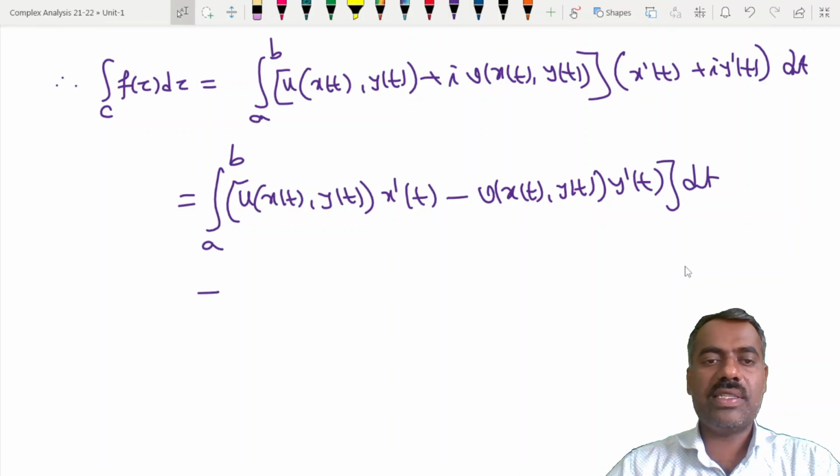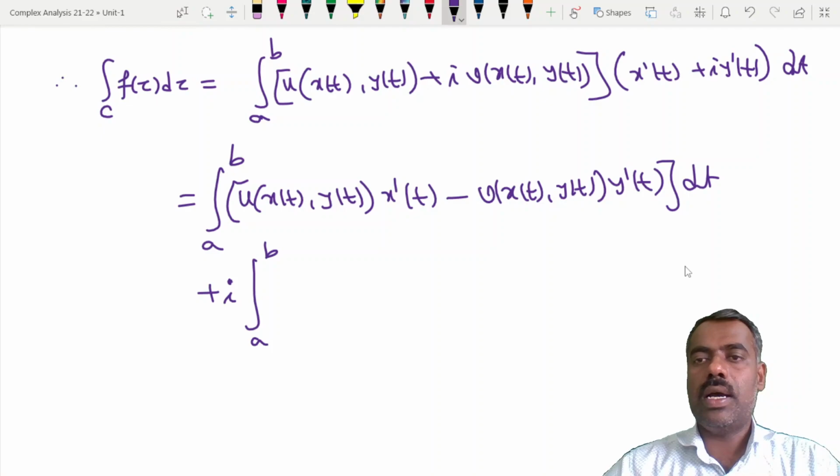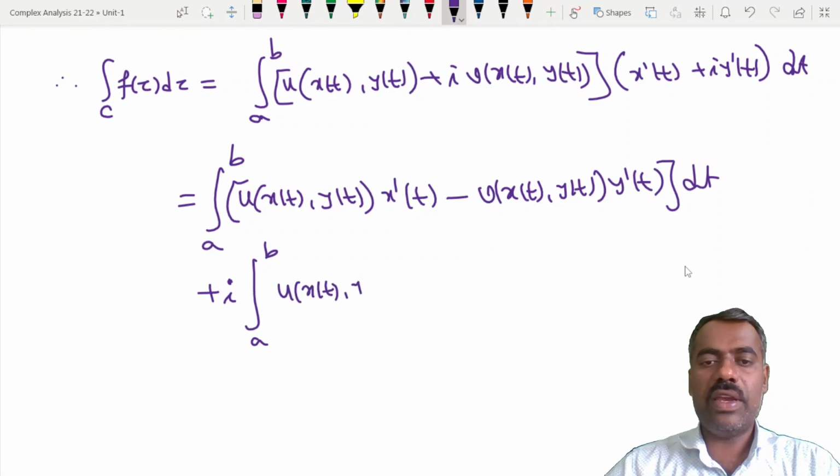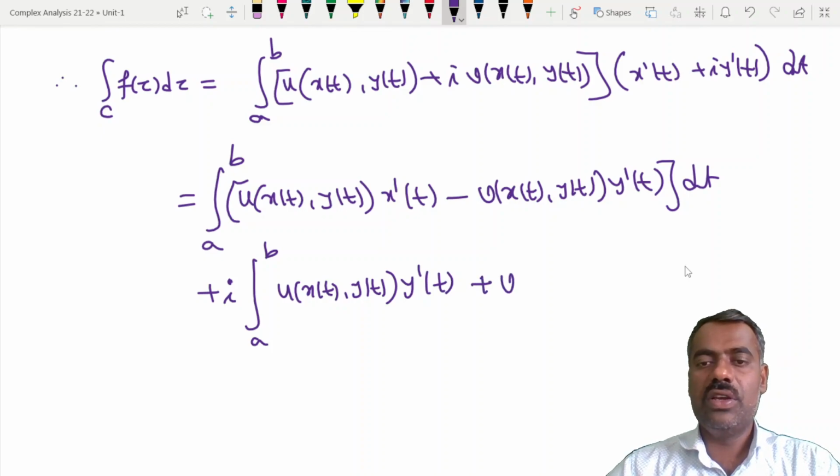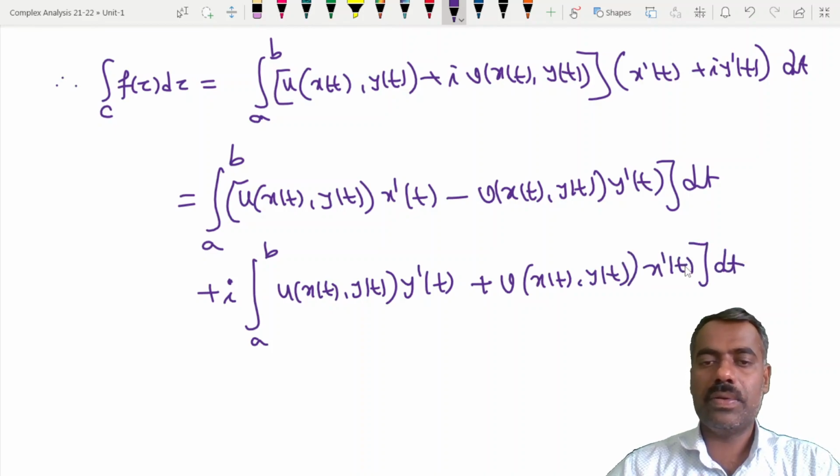Then plus i times the integration from a to b of u(x(t),y(t)) y'(t) plus this i into this. That means what you will have here is v(x(t),y(t)) x'(t).